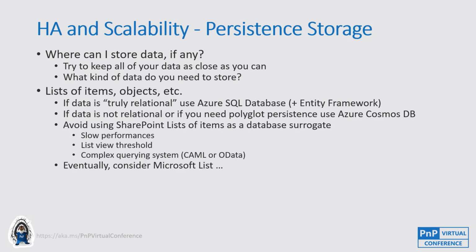So, for example, if you want to store list items, objects, and such kind of stuff, one option could be to use a truly relational solution like Azure SQL Database, eventually with Entity Framework in the backend with .NET Core. But if data is not relational, you should consider using a polyglot persistence infrastructure, like, for example, Azure Cosmos DB.